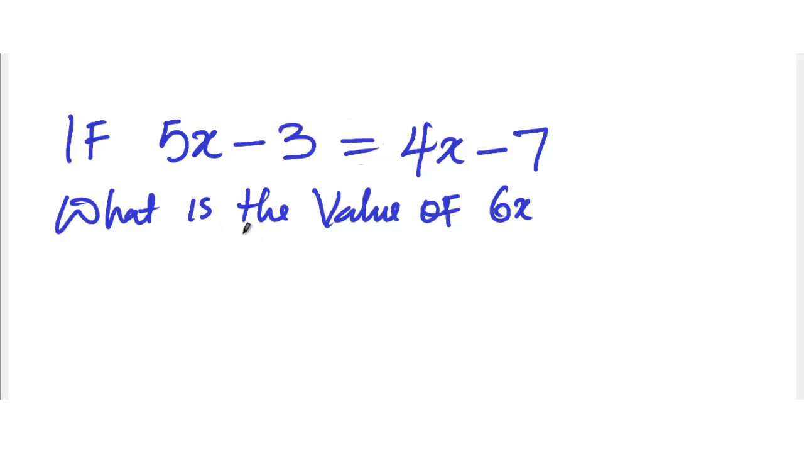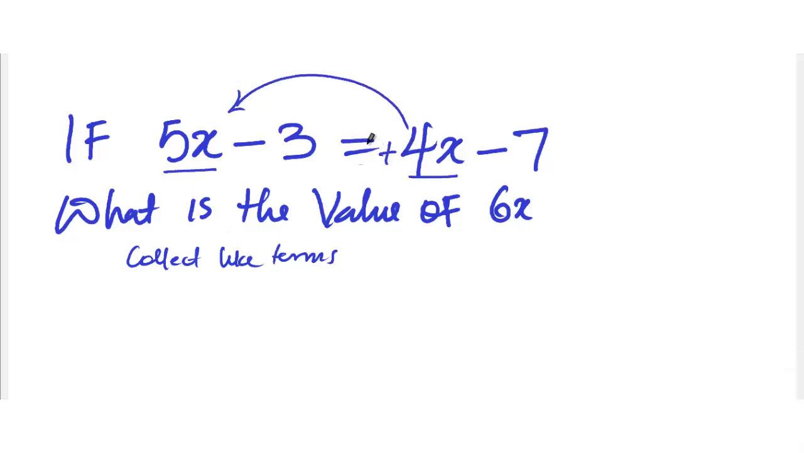All we need to do is collect like terms. So if we collect like terms, this is 5x, this is 4x, but this is plus 4 anyway. If it is coming to this side, by crossing this equality sign, it will become minus 4. Don't forget, in one of the videos I've explained that any sign crossing the equality sign will change. If it's positive, it will change to negative, and if it is negative, it will change to positive.